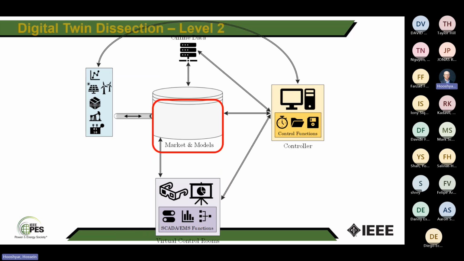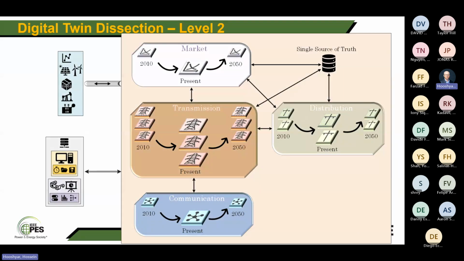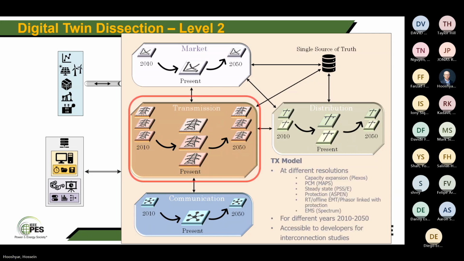And the main part, now we go 1 level down again, is basically a repository of all of the models that we want to create for different sections of the grid. So it's going to have different models with different resolutions for different years for the transmission. And the idea is that we have all of these different models for different resolutions vertically synchronized, meaning that if one change happens in one of them, that will be translated into the other platforms.